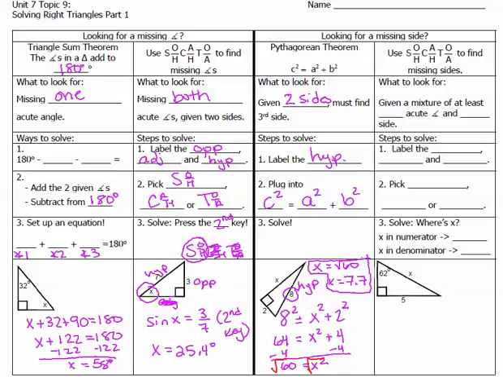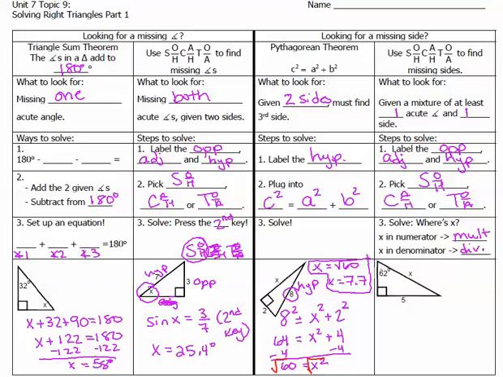Now finally, I'm going to be using SOHCAHTOA to find missing sides. I'm given a mixture of at least one angle and one side. I'm going to have to label my opposite, my adjacent, and my hypotenuse. And then I'm going to have to pick SO, CA, or TOA. And then where's x? I'm going to multiply if it's in the numerator and divide if it's in the denominator.